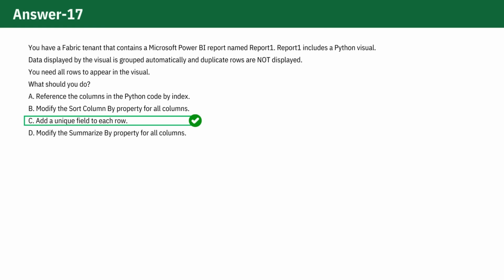The correct answer is option C. Add a unique field to each row. If you thought option A was correct, let me show you why it's not. Let's first rule out options B and D. Option B. Modify the sort by column property for all columns.